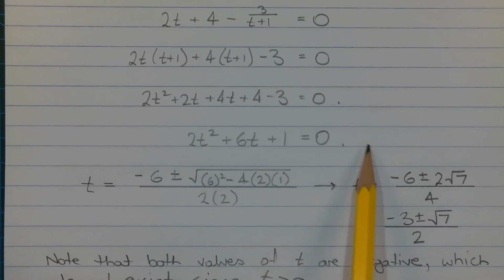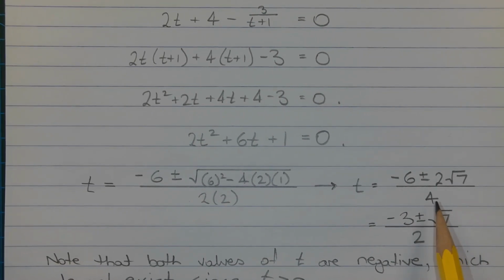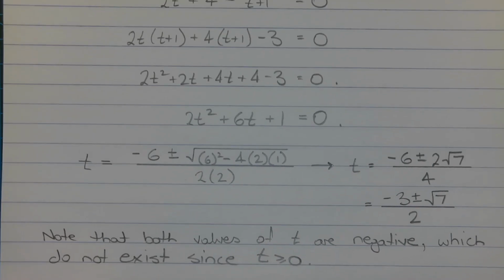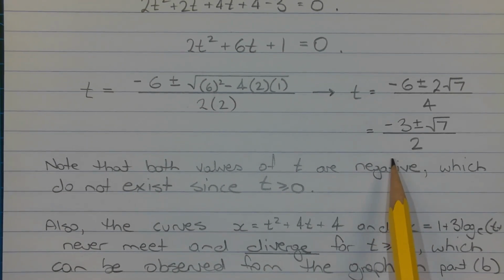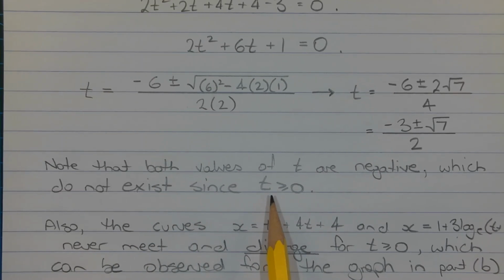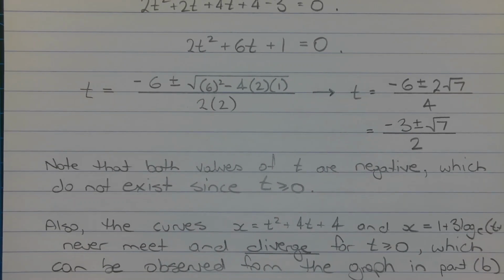So we have a non-monic quadratic equation, so using the quadratic formula, we can solve for t. We get t is equal to negative 6 plus or minus the square root of 6 squared minus 4 times 2 times 1, over 2 times 2, which simplifies to negative 6 plus or minus 2 times the square root of 7 over 4, which simplifies further to negative 3 plus or minus the square root of 7 over 2. Note that both values of t that we just found are negative, which do not exist, since the value of time t must be greater than or equal to 0.